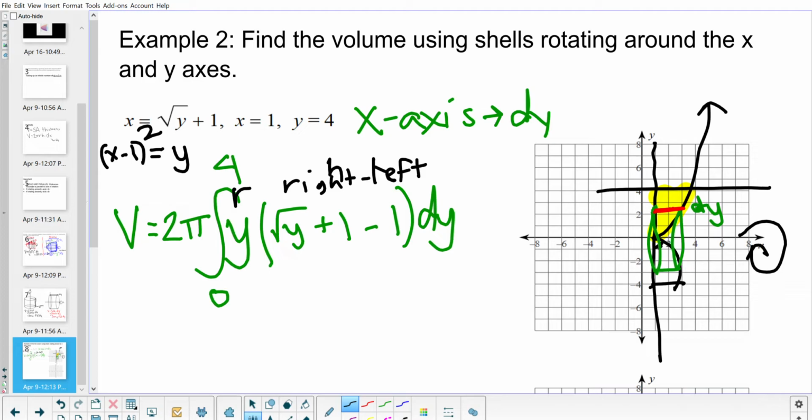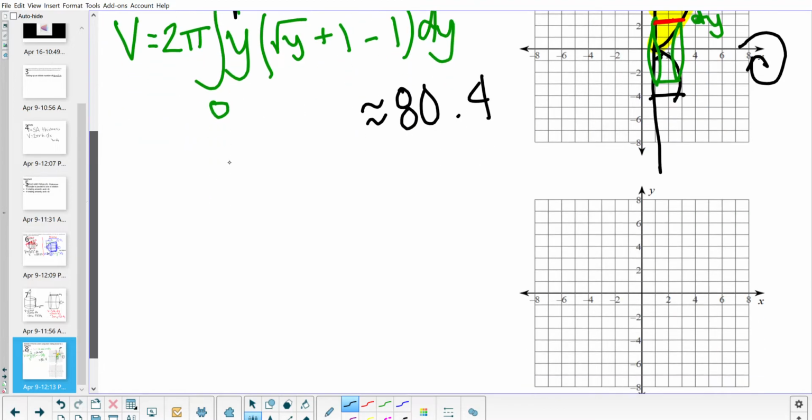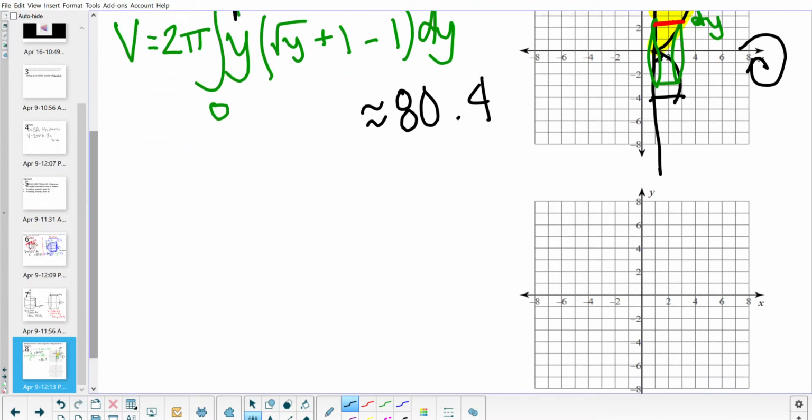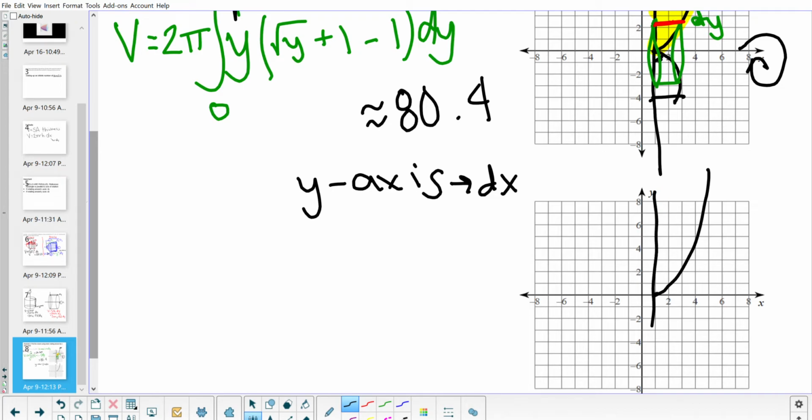Now, when you plug that in, you should be getting about 80.4. Okay, so that's the x-axis. I want to do the same region, but I want to do shells with the y-axis. So if it's shells and it's y-axis, that means we're going to do dx. Same region: x equals 1, y equals 4.